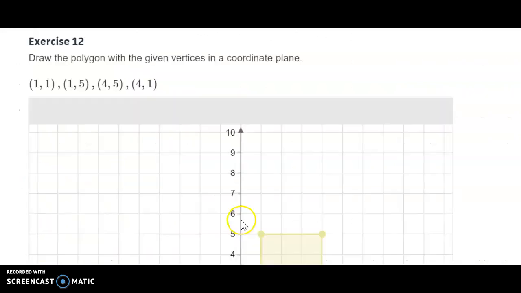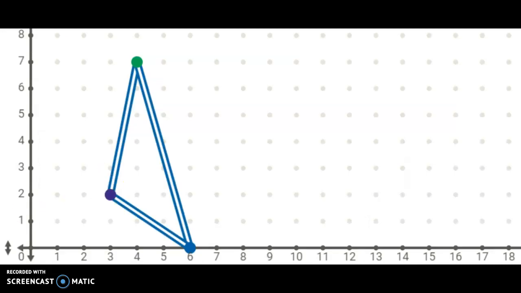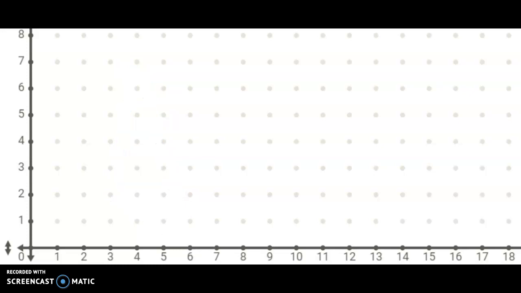Okay, so exercise 12 is the same thing. You're just using the vertices. And remember, the x is what you're going to do first. The x is the horizontal, and the y is the one that goes up and down. That's the vertical, and you do that one second. So if you have a 1 and a 1, you're going to go to the 1. I'm just going to do this first one with you, and then we're going to have you do it all on your own. You're going to go to 1 and 1, and that's it. So good luck, guys. You got this.